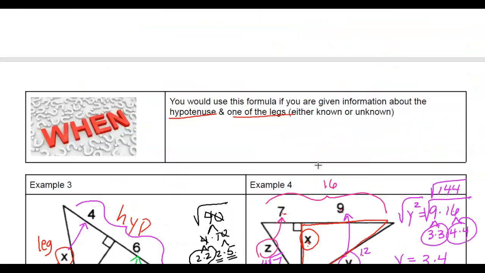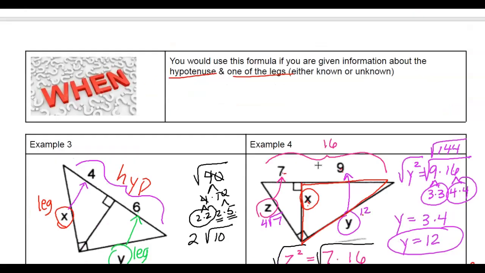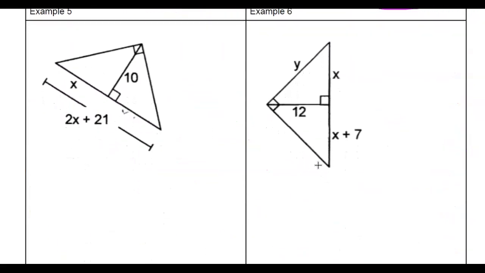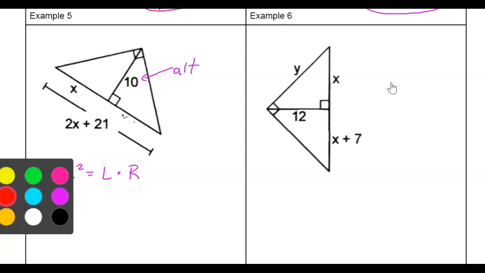All right, so those are like 4, I would call them the basic problems. I wouldn't say they're easy, but now we can get into some more challenging problems. And you can kind of see what makes them more challenging is we have a lot more equations set up. So on example 5, we want to solve for x. So I'm given the altitude. I don't know anything about the legs, so we're going to have to use altitude squared equals left times right.